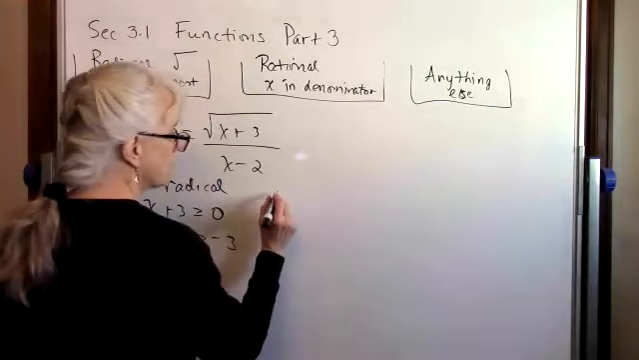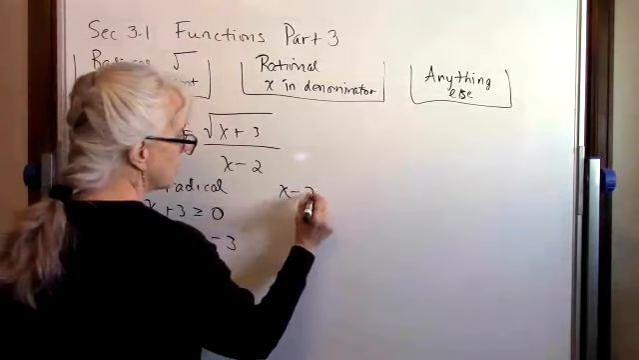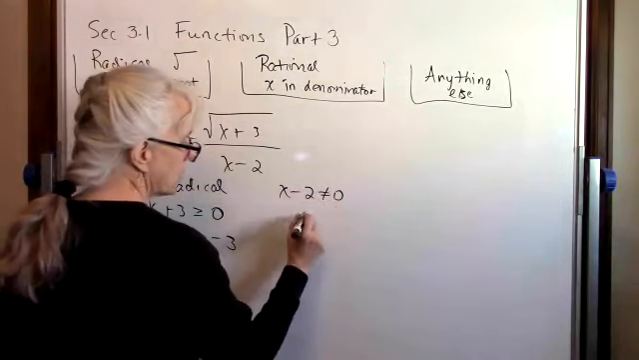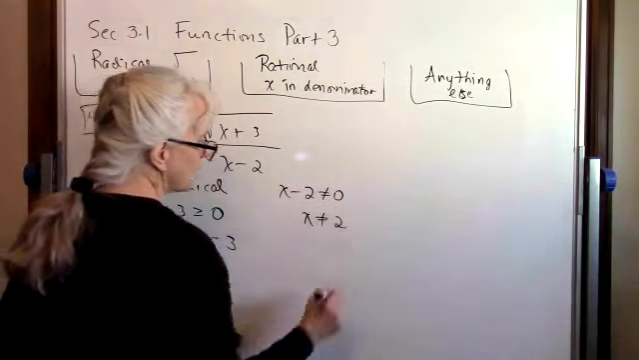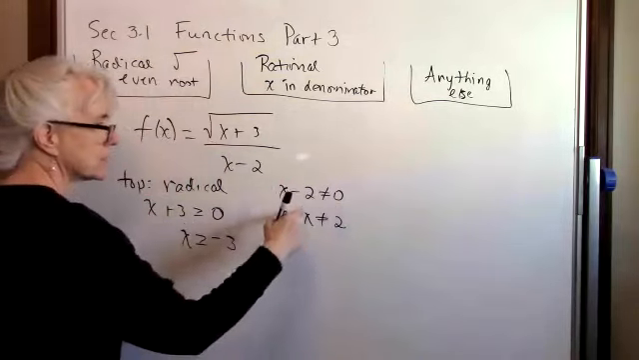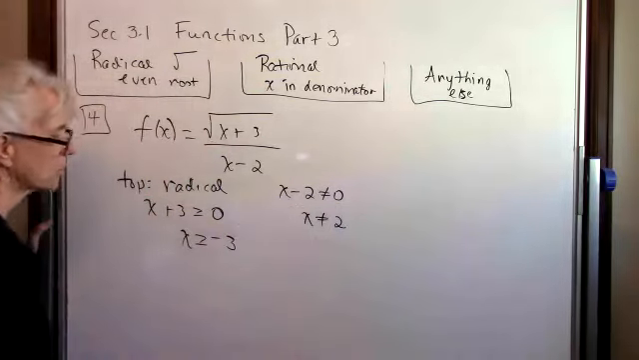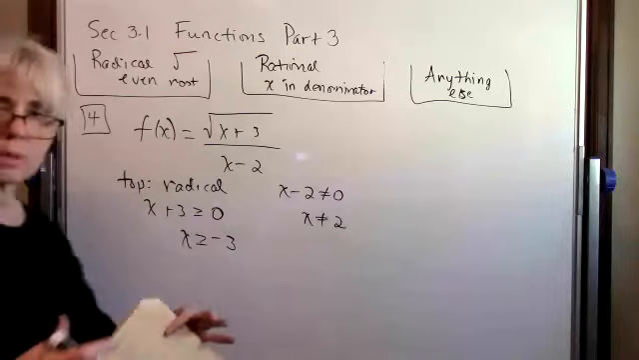From the bottom, that's the x minus 2, the denominator. That can't be 0. So x cannot be 2. And you don't necessarily even need to write this. Some of you will be able to look at this and see that's the number you have to avoid. So what we need to do is pull those 2 pieces of information together.